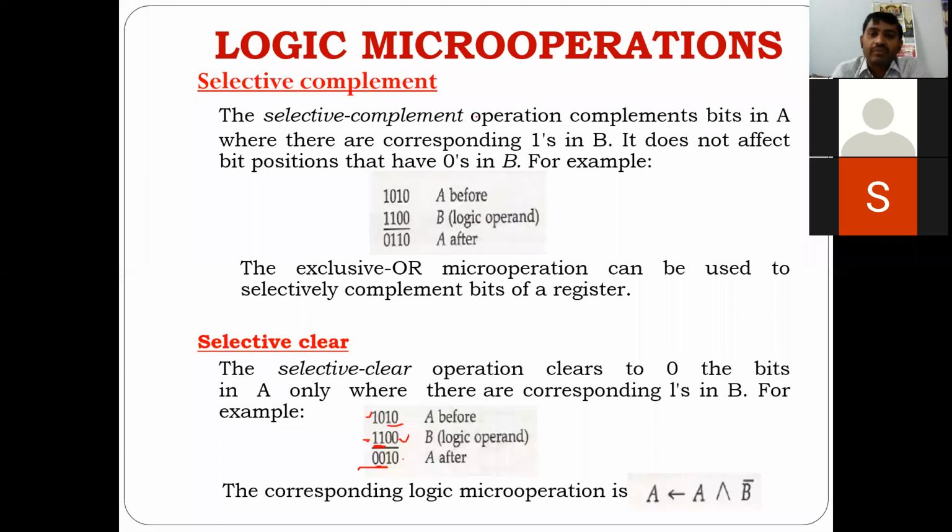Okay, selective complement, we can see this one also. The selective complement operation complements the bits in A where there are corresponding ones in B. Only the bits corresponding to where B has ones will be complemented. See, in B the first 2 positions are 1 1, so the corresponding bits, the complement of A, 0 0 becomes 1. The next 2 positions are zeros, so there will be no change in the complement. So this is called selective complement.